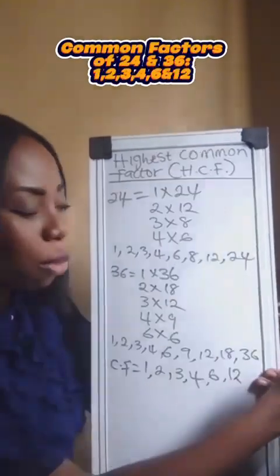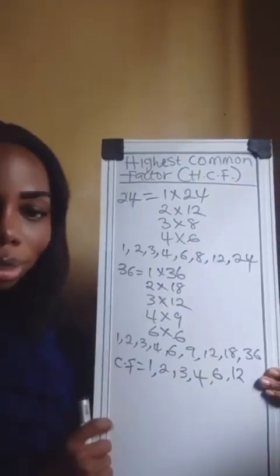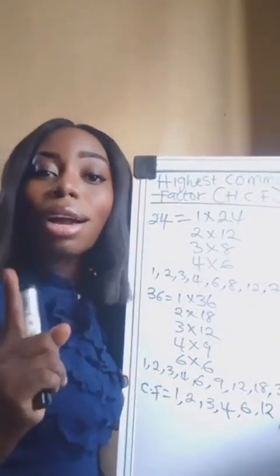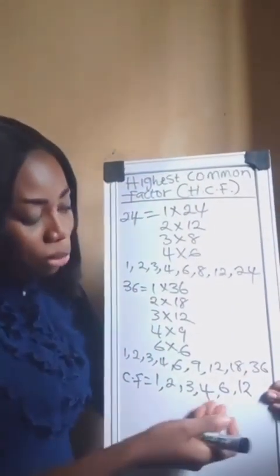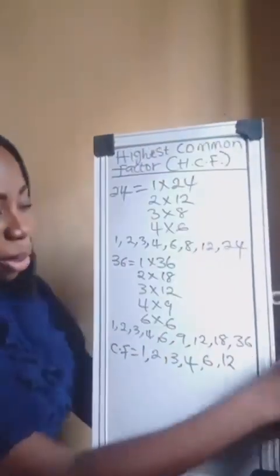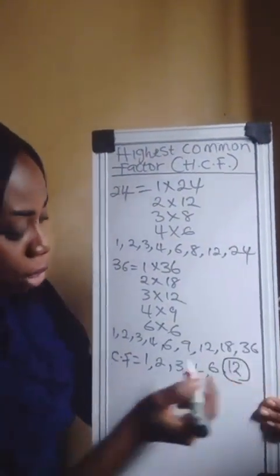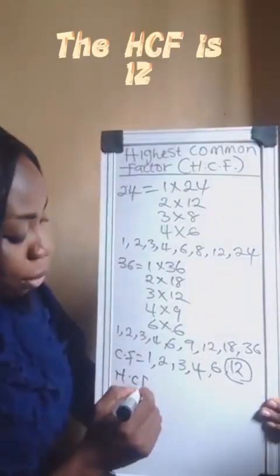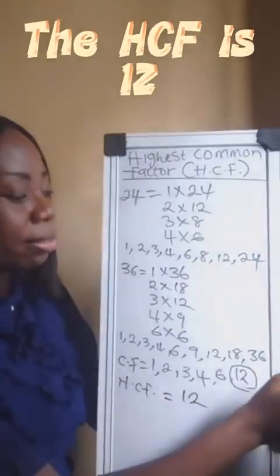These are the common factors of 24 and 36. Remember, what we are looking for is the highest common factor. So now that we have the common factors of 24 and 36, we just pick the highest one. And what is the highest? The highest one is 12. So the highest common factor will be 12.